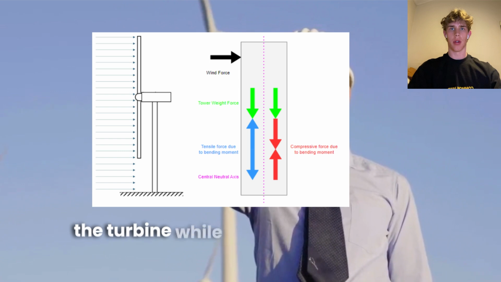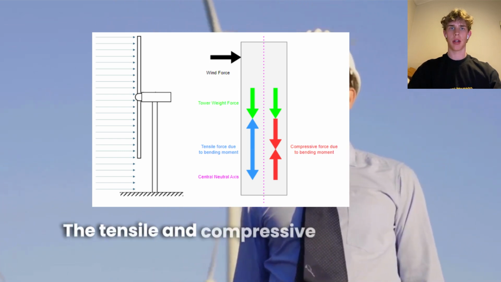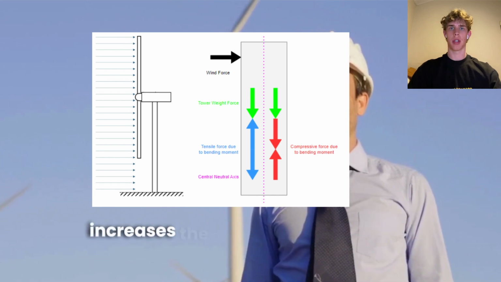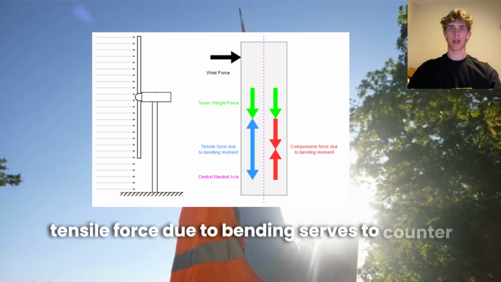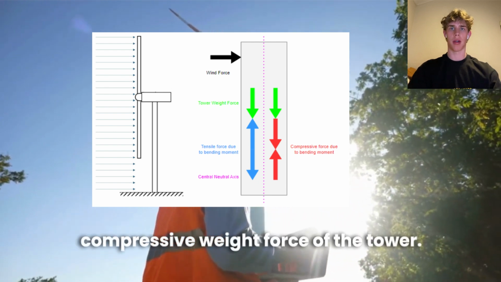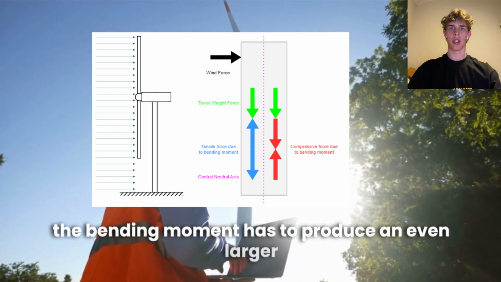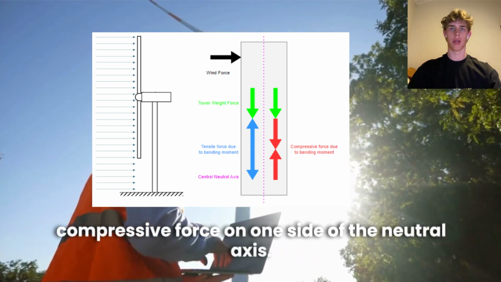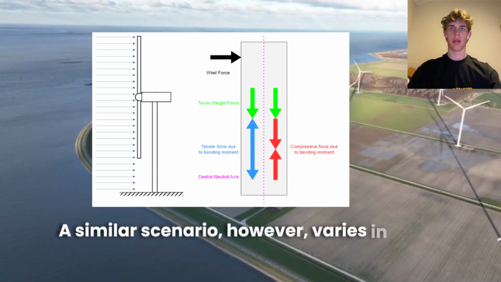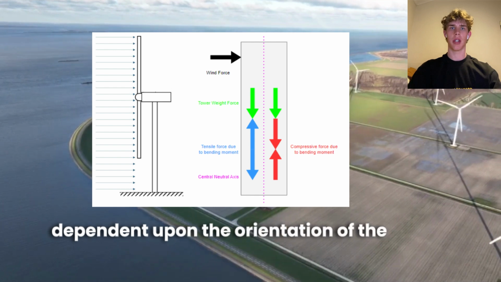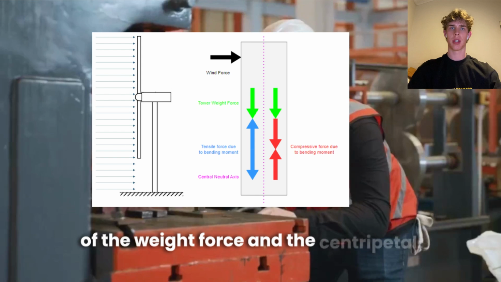Within the tower of the turbine, while still managing the axial compressive loads instigated by the weight force, the tensile and compressive loads applied by bending moments increase the need for ideal material selection. While the tensile force due to bending serves to counter the compressive weight force of the tower, on the other hand, the compressive force generated by the bending moment adds to produce an even larger compressive force on one side of the neutral axis. The blades of the wind turbine face a similar scenario, however it varies in that it is dependent upon the orientation of the blades in their rotation, and the forces being summed are both that of the weight force and the centripetal.